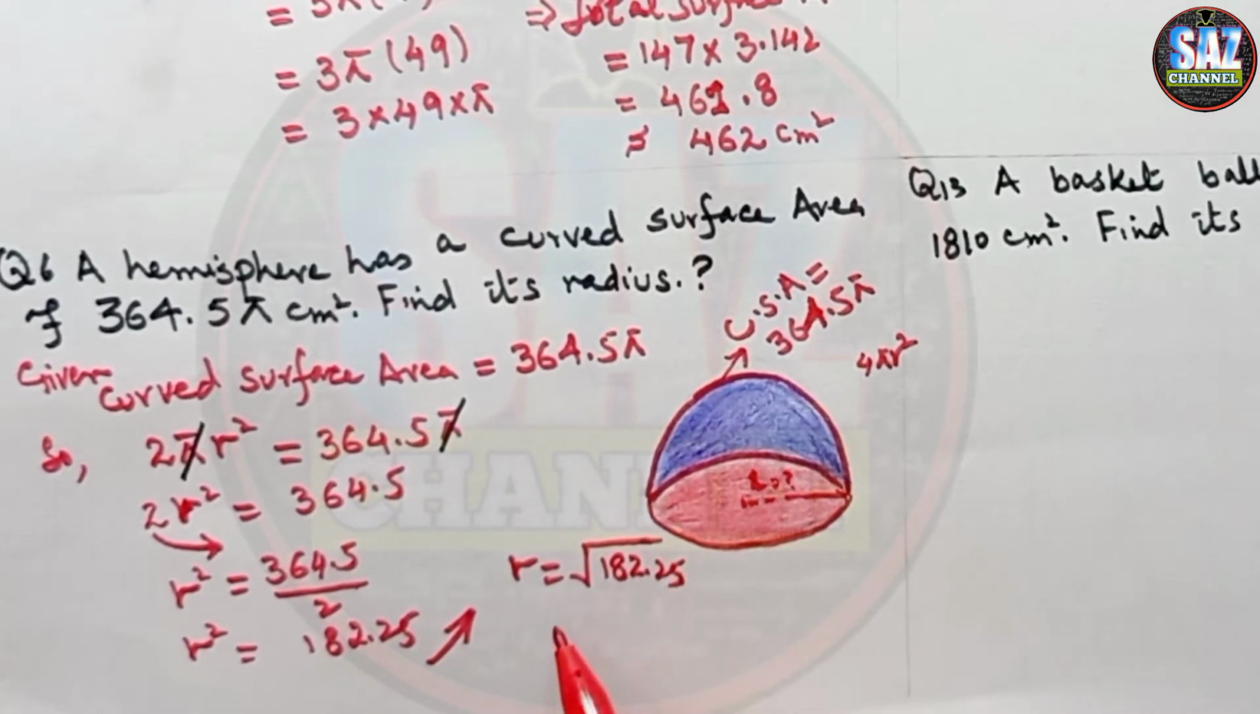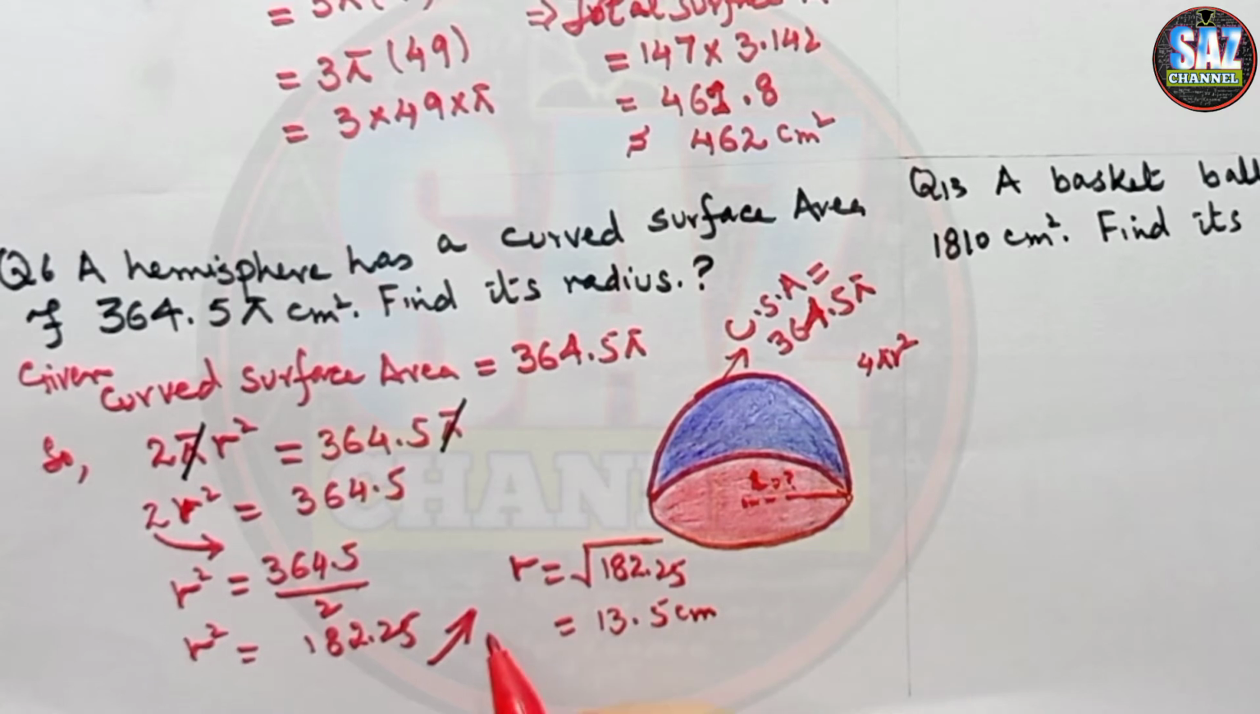182.25, and this is 13.5 centimeters. As we have to give our answer to 3 significant figures, our calculation is already at 3 significant figures. So let's move to the next part.